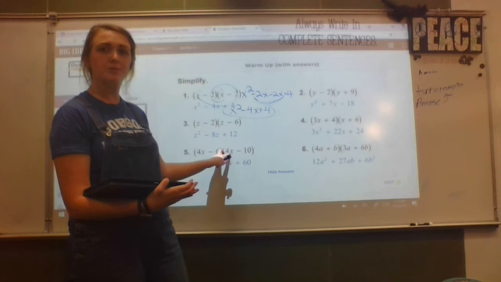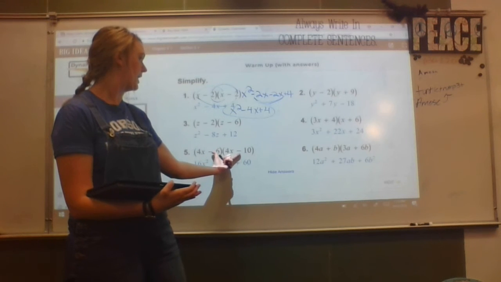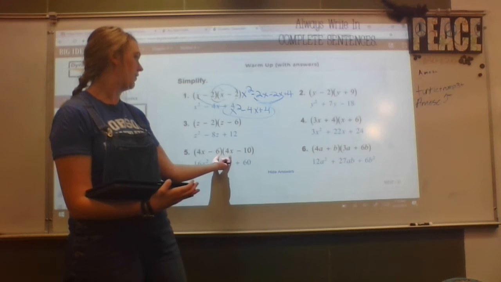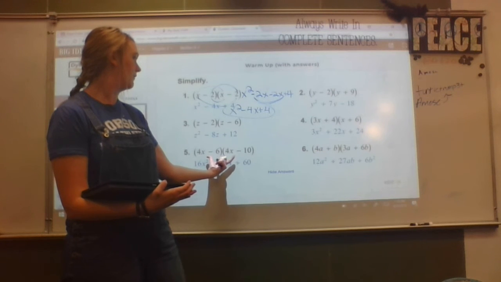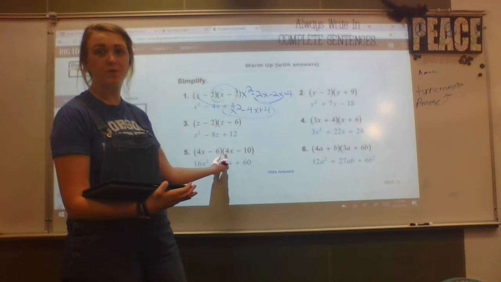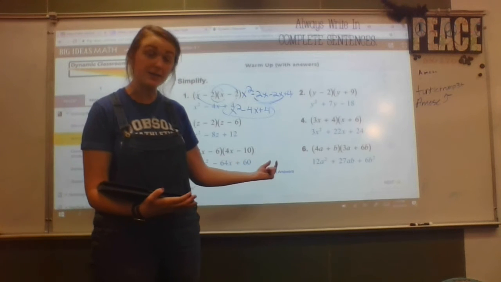So if you're not good at your multiplying negatives here or combining two negative numbers, we should have on our outer negative 40, on our inner negative 24, and then together that's going to be negative 64 x's total.